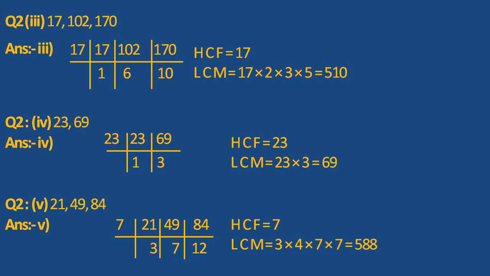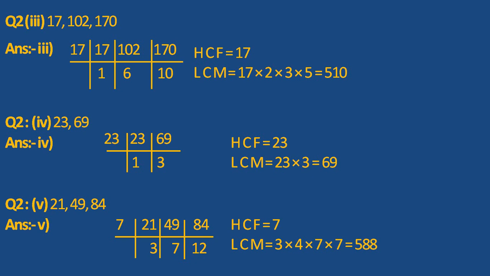Again the next sum, 23 and 69. Now HCF, 23 1s are 23, 23 3s are 69. So the common factor is 23. Whereas for LCM, common into uncommon, that is 23 into 3, which is equal to 69.